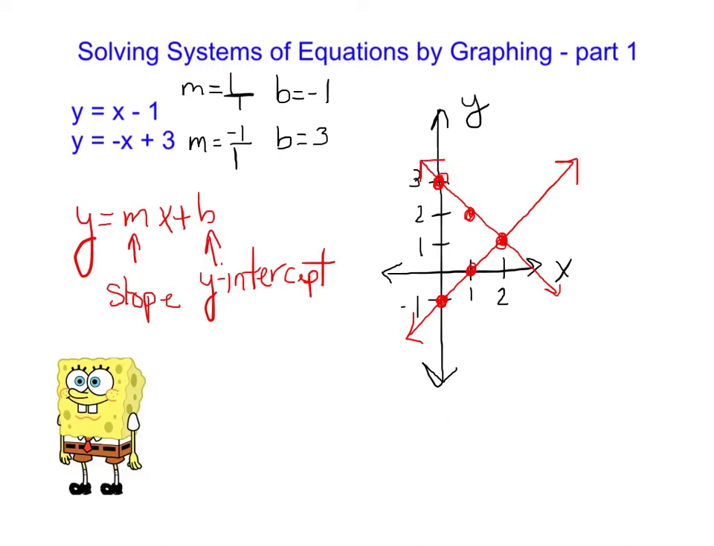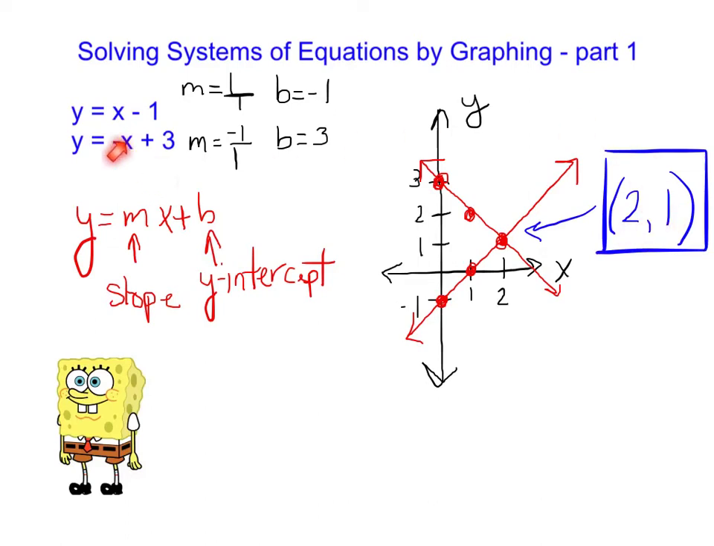Now here comes the part that's pretty easy. If you drew it correctly, our point of intersection is our answer. Where does this graph cross? This graph crosses at 2, 1. So our answer is 2, 1. If you wanted to, you could take your x and y values and plug them in up here, and it should work. And that is our answer. So once again, you are solving the equations for y, graphing them using slope and y-intercept, and then finding the point of intersection.